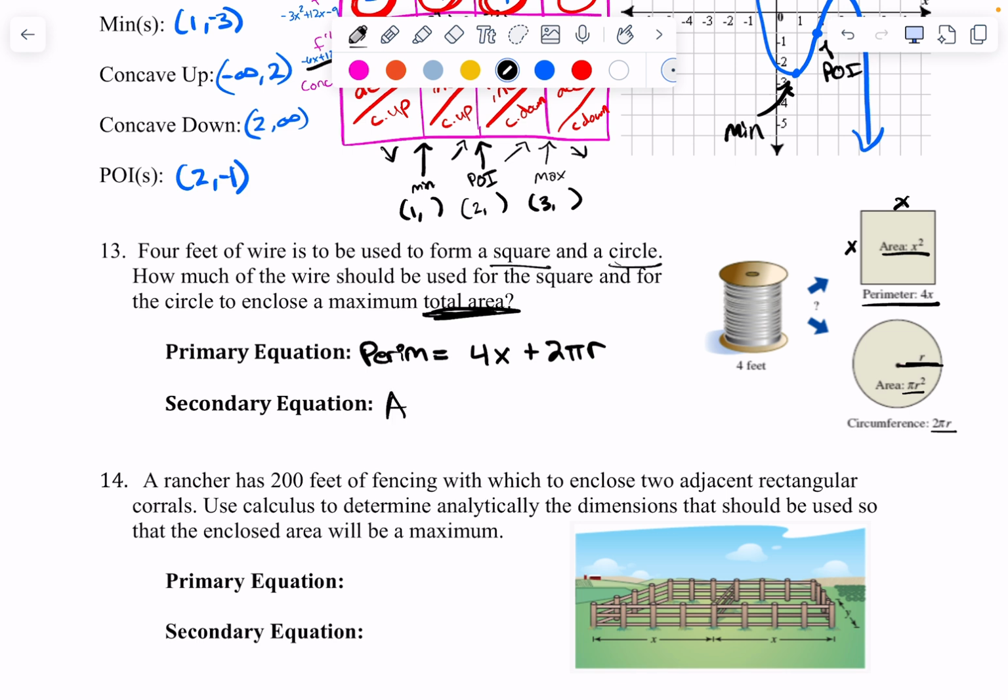Secondary equation, area equals, I don't know, like x squared plus pi r squared. And perimeter is how much? 4 feet. Do they want this in terms of feet or inches, do you think?